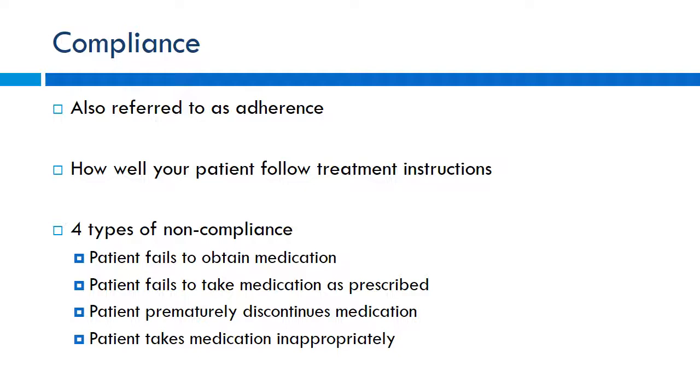Okay, second, the patient fails to take the medication as prescribed. So again, you prescribed it a certain way, and they decided to take it a different way. Sometimes that can be intentional, sometimes it's unintentional, just depends. Third, the patient prematurely discontinues the medication. So they say, hey, I'm feeling better, I'm going to stop taking this. That is also non-compliant. And then if they're taking it inappropriately, so they're either self-dosing or, for instance, their pain's not well controlled, so they're taking additional medication to help cover that, that also could be non-compliance.